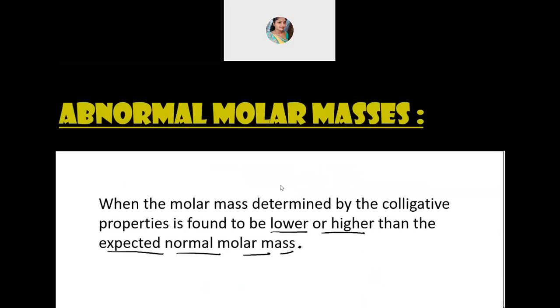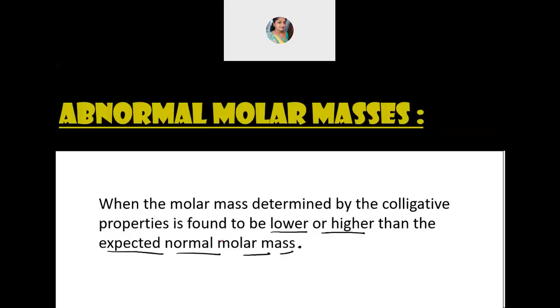So what I told you here is, if your molar mass value comes out either higher or lower than the expected one, meaning it varies from the theoretical value, showing a deviation from it, then that will be your abnormal molar mass.